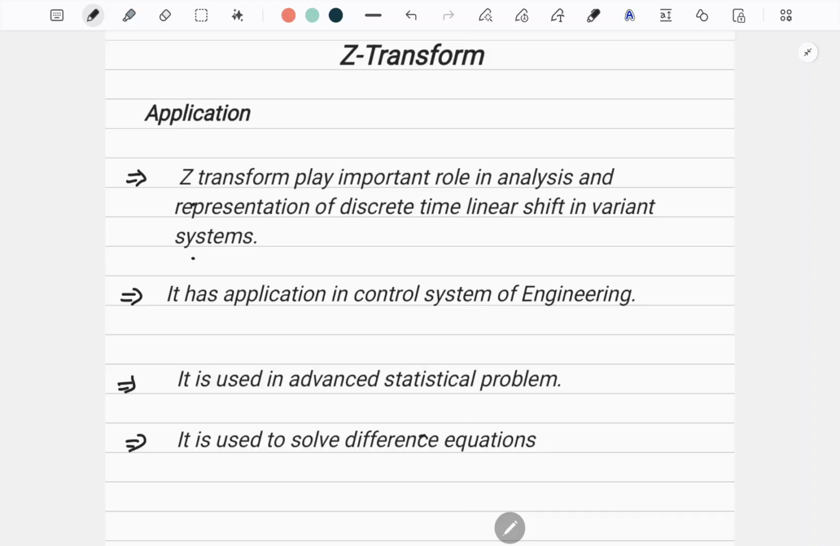So now let us understand this. Like Laplace transform you have already done, now this is another, Z transform. So let us try to understand what exactly is a Z transform. See, what are the major applications of Z transform? A Z transform plays an important role in analysis and representation of discrete time linear shift invariant systems. So basically it involves the discrete field.